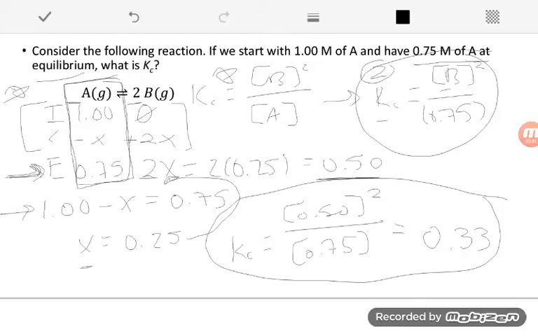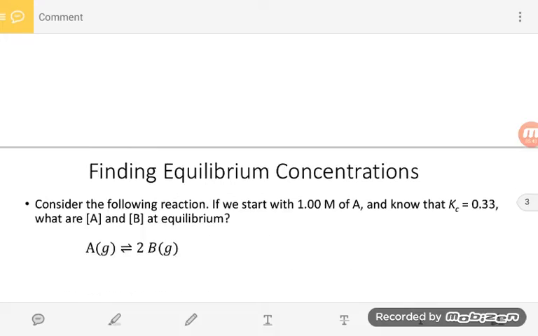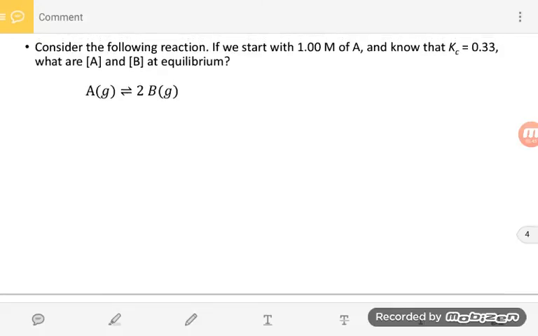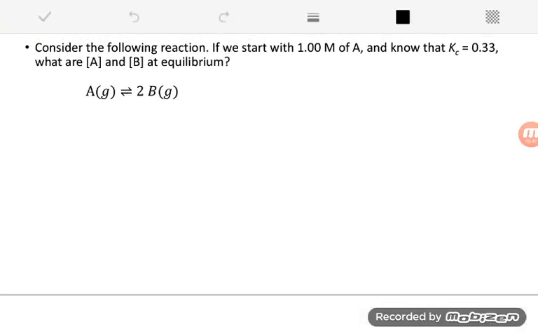Let's look at another. Wasn't sure if I needed more room. I didn't, so we'll skip past that. Very, very similar looking problem. Consider the following reaction. If we start with 1 molar of A and know that Kc is equal to 0.33, what are A and B at equilibrium? We say, okay, has to do with Kc. We're going to start the same way. Kc is equal to B squared over A. So first step, we write the expression.